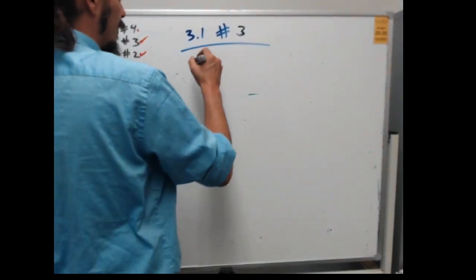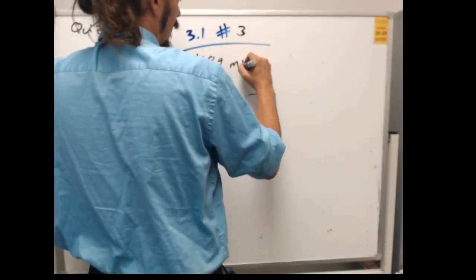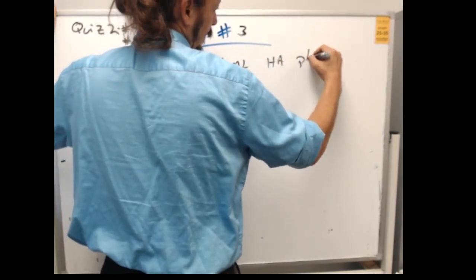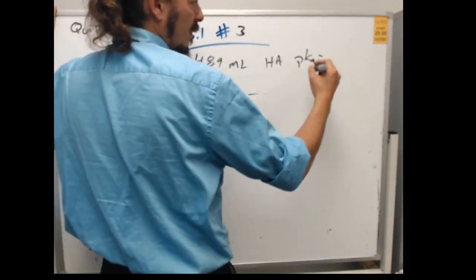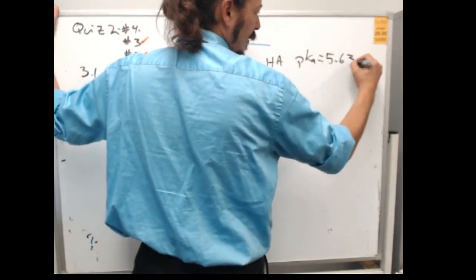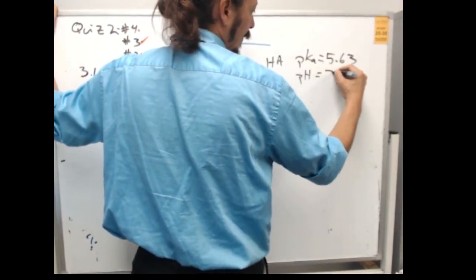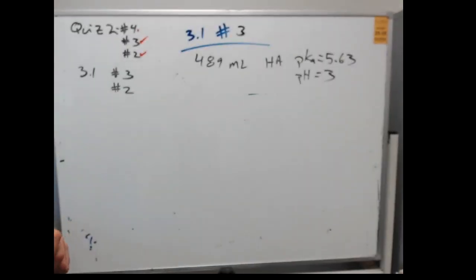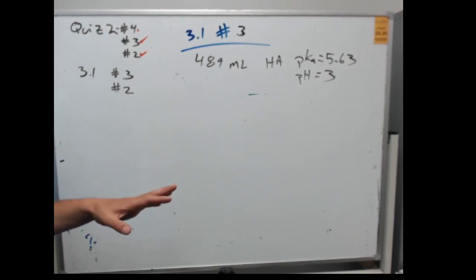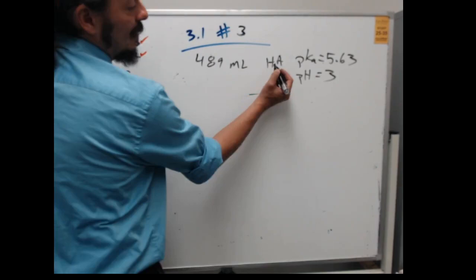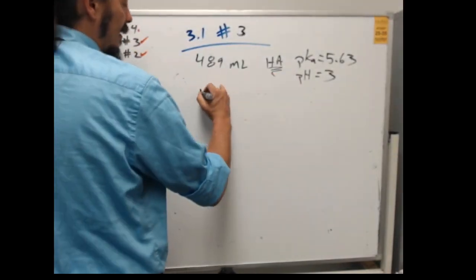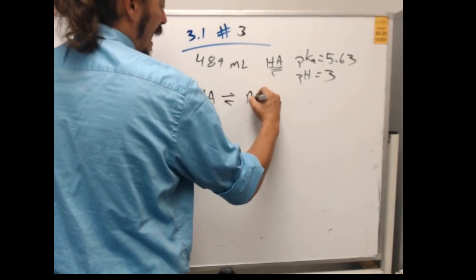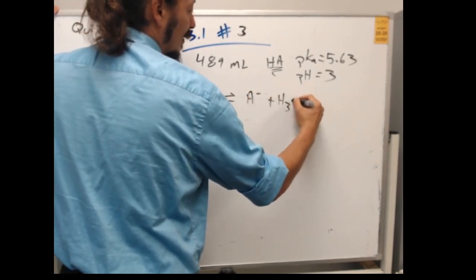A beaker with 489 milliliters of an acid solution with a pKa of 5.63 has a pH of 3. What's the pKa? 5.63. And the pH is? 3. Okay. I'm asking what the initial concentration of the acid is. Oh, we just did this problem. I mean, not exactly, but my setup's going to be exactly the same as number 2. Right, so I'm just using a generic HA to represent some acid. I'm going to have HA goes to A minus plus H3O plus.